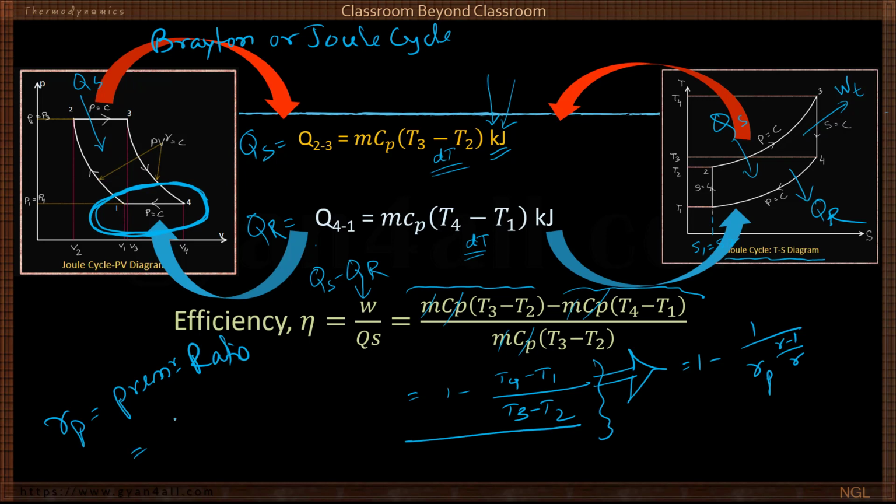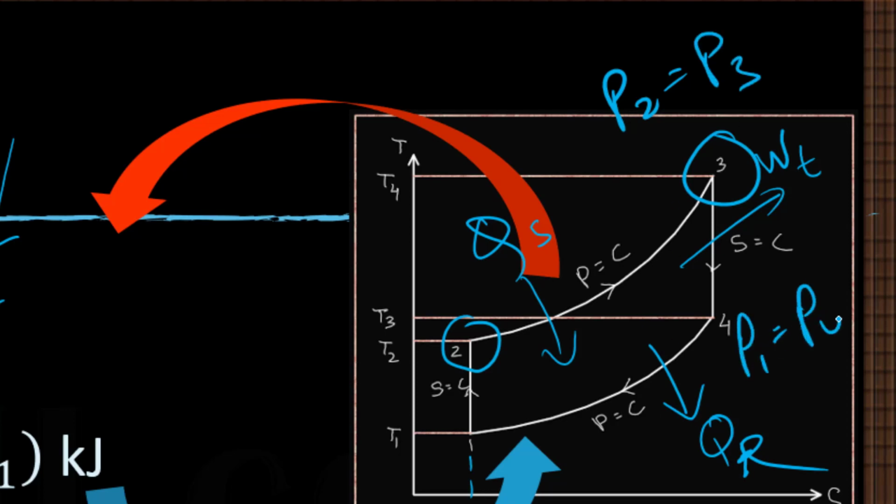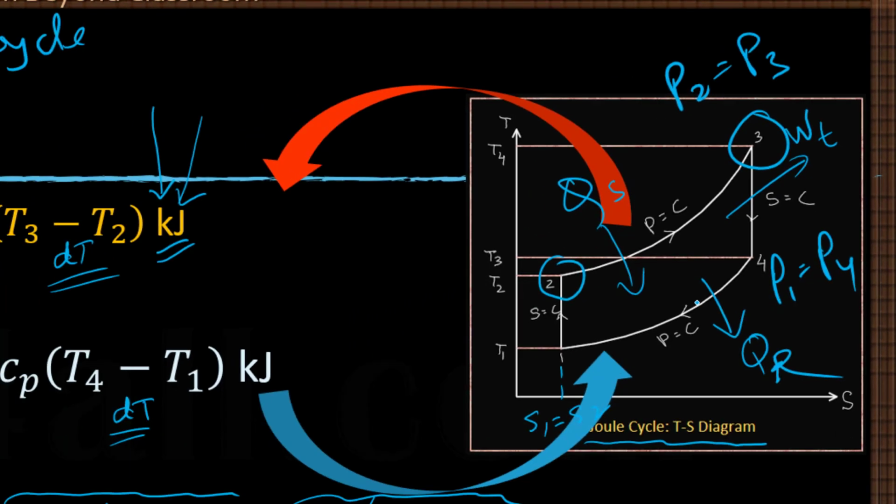That is equal to high pressure divided by low pressure, P2 divided by P1 and also P3 divided by P4, because this is constant pressure, P2 is equal to P3 and P1 equal to P4. So Rp is the pressure ratio.